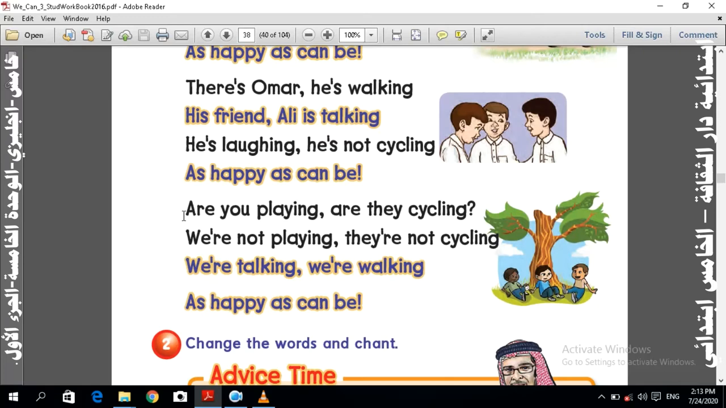Are you playing? Are they cycling? We're not playing. They're not cycling. We're talking. We're walking. As happy as can be.